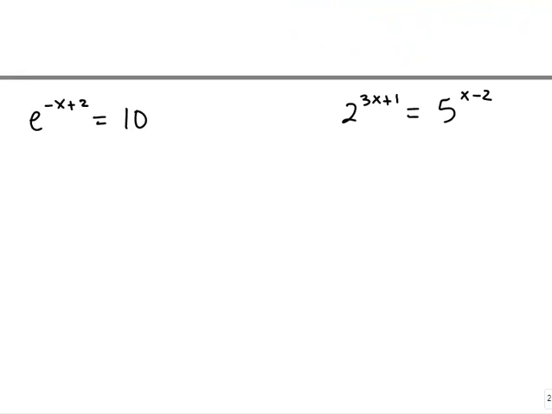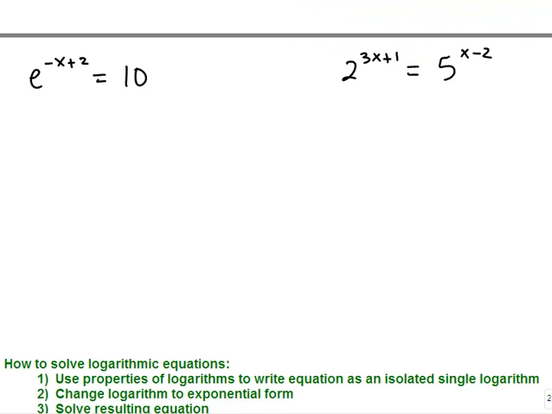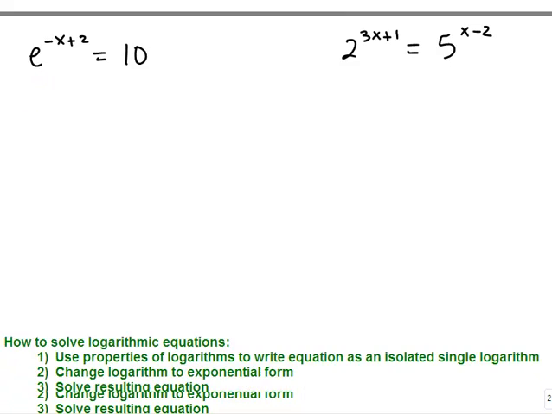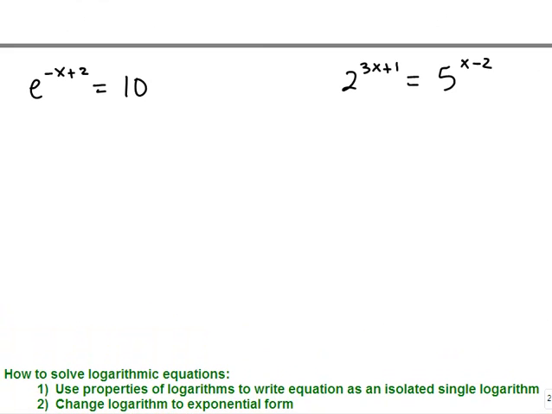Okay, let's try the next one. e to the negative x plus 2 equals 10. So we want to get at that exponent, and in order to do that, we need to undo this base e. And again, your two choices are to use log base 10 or log base e, which is an ln. And since I already have a base e, it makes sense to use an ln on both sides. So I'm going to take the ln of the left side equals the ln of the right side. Ln of e cancels out to a 1, and all we're going to have left is this power.